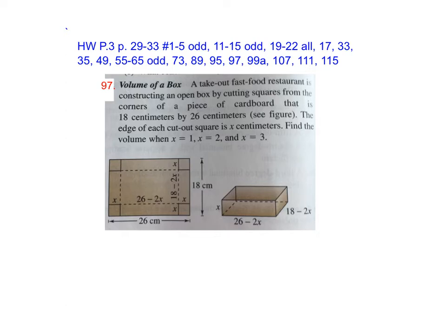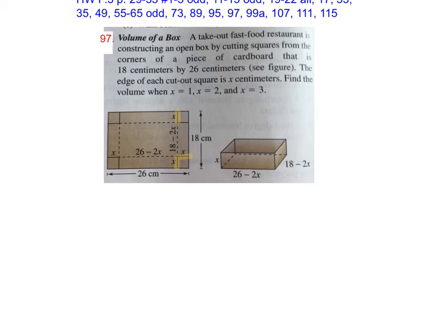And we're told that a takeout fast food restaurant is constructing an open box by cutting squares from the corners of a piece of cardboard that is 18 centimeters by 26 centimeters. And the edge of each cutout square is x centimeters. So let's say the edge here is x, so each of these is x. And then we're supposed to find the volume for 3 different values for the length of the cutout of the square. So to begin with, we need to find the formula for the volume.